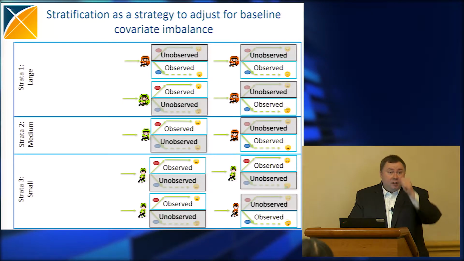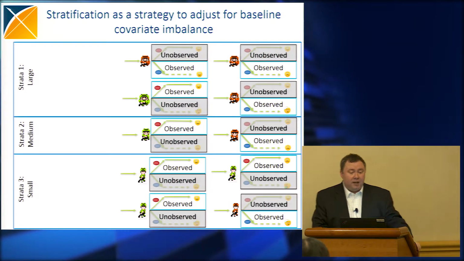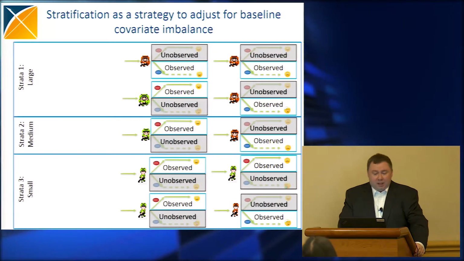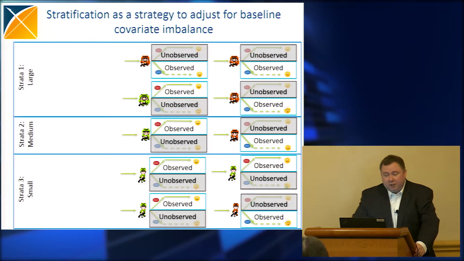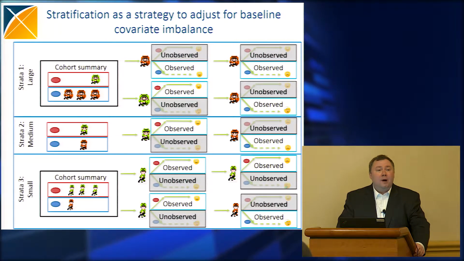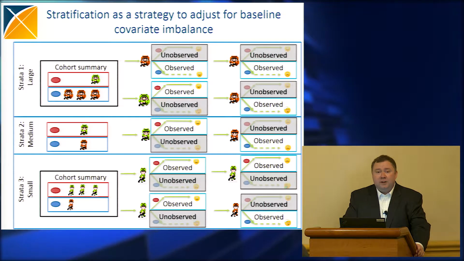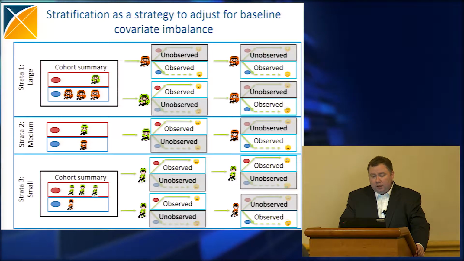Stratification, on the other hand, is that we're going to split the population based off of their baseline characteristics. So maybe we will split into small, medium, large in this particular case. And then within each strata, we're going to be able to compare populations and see, is there a strata-specific effect? And then we can pool those strata-specific effects together to get an overall treatment effect.